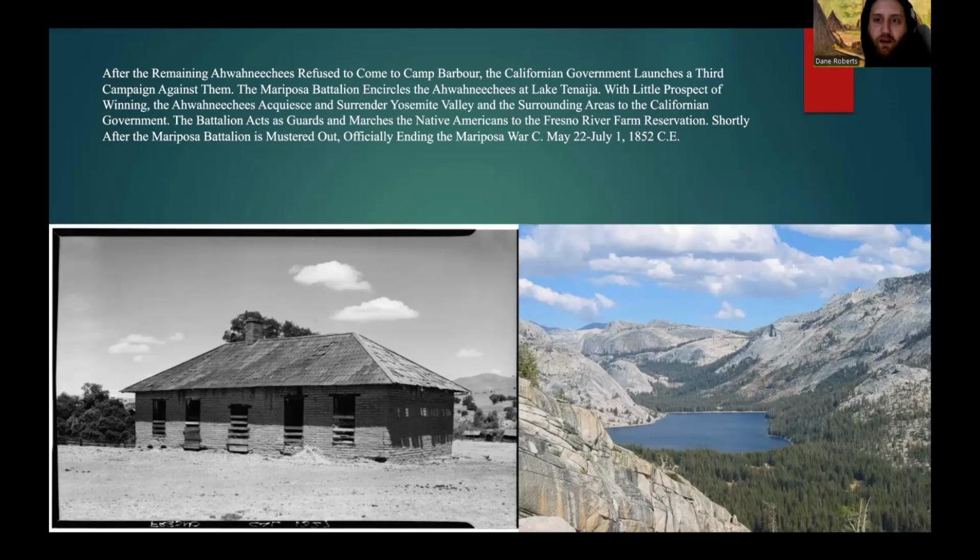With little prospect of winning, the Awanichi would acquiesce and surrender Yosemite Valley and the surrounding areas to the California government. The battalion would then act as guards and march the Native Americans to the Fresno River Farm Reservation. Shortly after, the Mariposa Battalion would be mustered out, which would then officially end the Mariposa War. With these events happening between May 22nd and July 1st of 1852 CE.